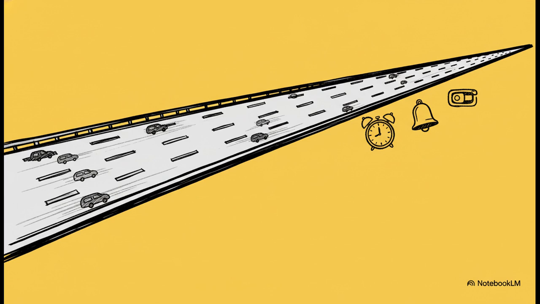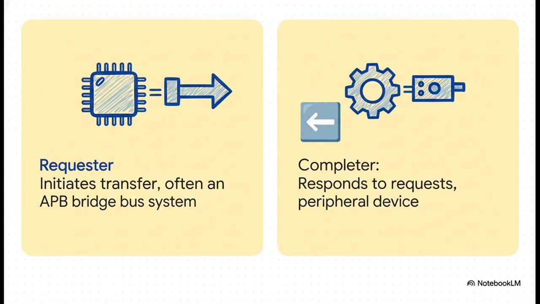Same idea. Now, in any APB transaction, you've got two main players. There's the requester, which, as the name suggests, kicks things off. It's usually a bridge from one of those faster bus systems. And then you have the completer. That's the peripheral device itself, which just responds to the request. The spec used to call these master and slave, but this new terminology is just way more descriptive. It's a really simple, direct relationship.